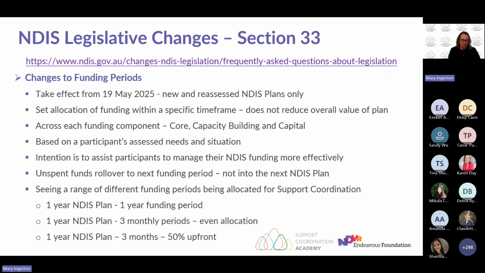So the funding period is a specific allocation of funding within a specific time frame. So what that means is, say you're working with a participant and their plan is for 1 year, the NDIA might make an assessment that the support coordination funding will be allocated in 3 monthly intervals, each with funding allocated evenly over those 3-month periods. So we're going to talk a bit more about how that funding can be allocated.